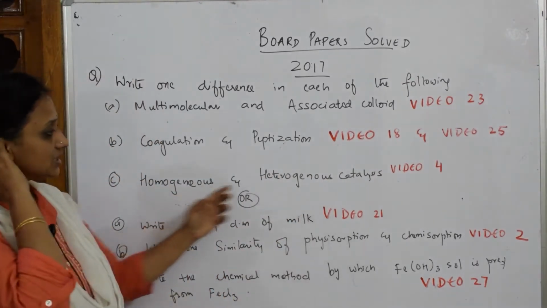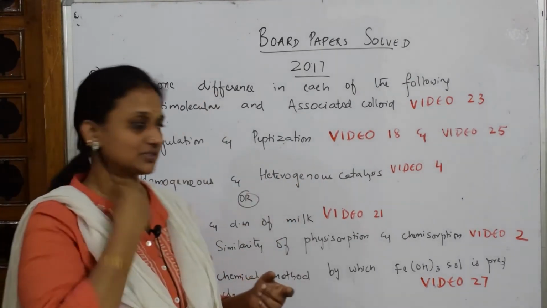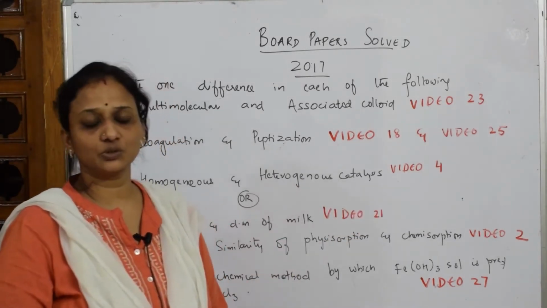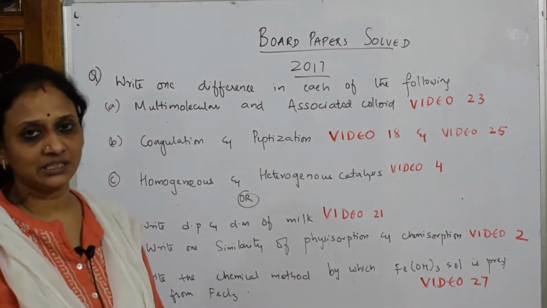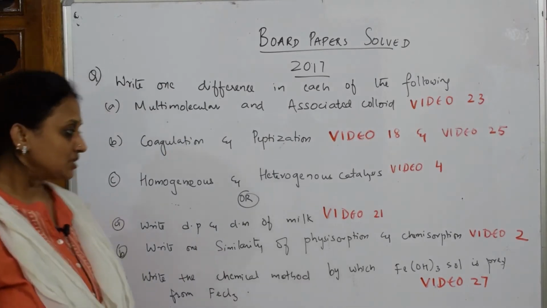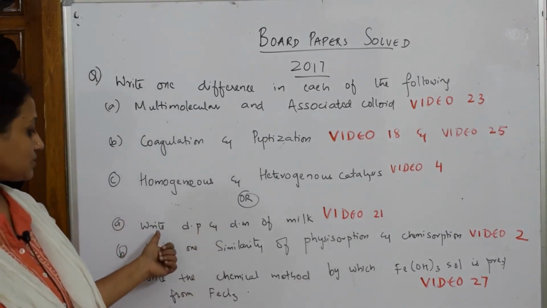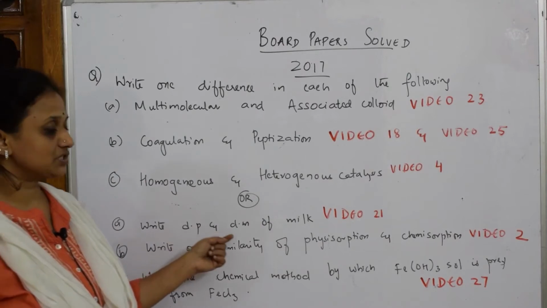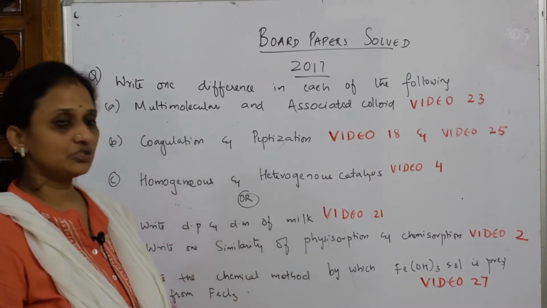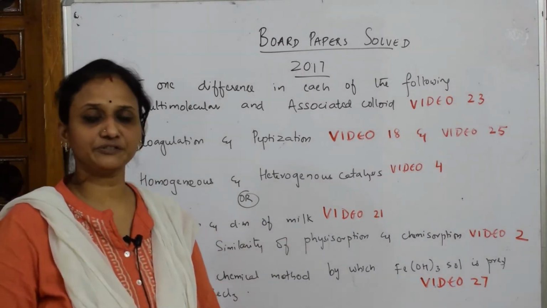Then homogeneous and heterogeneous catalysis, they've asked me the differences. So video number 4, you have that difference between homogeneous and heterogeneous with an example also. So when I go to the OR question, they've asked me to write dispersed phase and dispersion medium of milk. So I've done in video number 21 different examples.